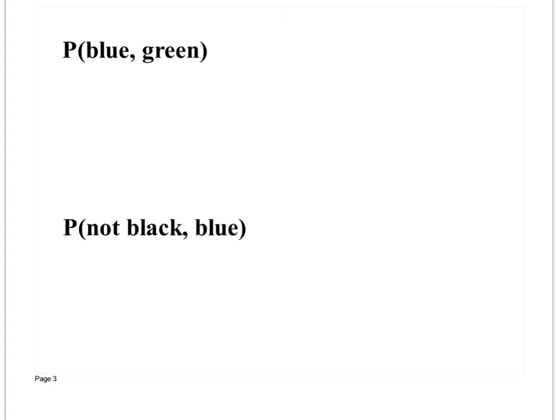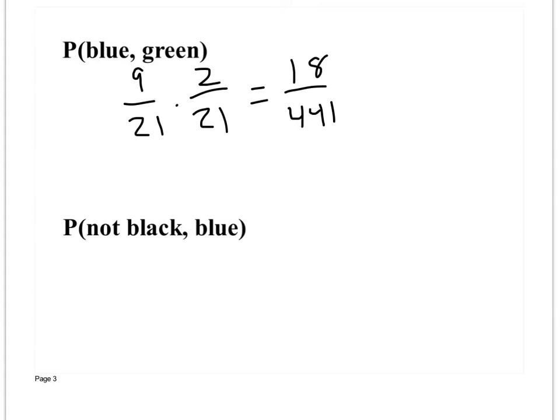All right, so it's asking to find the probability of a blue one and then a green one, but they're independent, meaning they don't affect each other. So what's the odds of finding a blue one? How many blue was in the bag? 9 out of how many? 21. What's the odds of finding the green one? 2 out of 21, right? So we multiply that, you get 18 over 441, which if you want to leave that as an answer, that's fine. It's equal to 4.1%. So not even a 5% chance of this occurring.